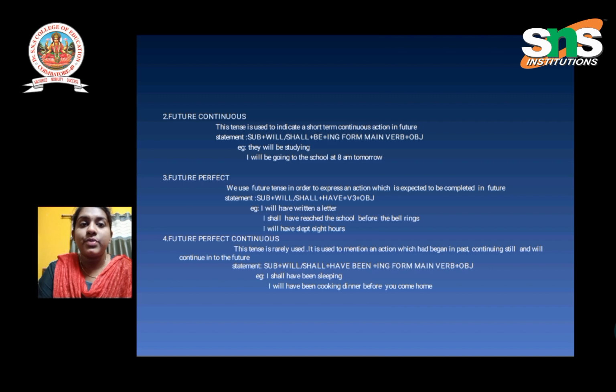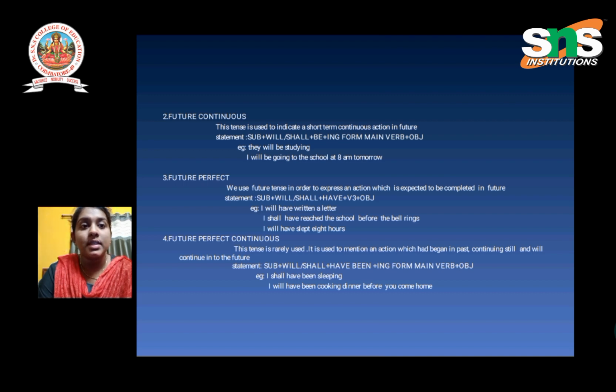And the second one is future continuous. This tense is used to indicate a short term continuous action in future. Statement: subject plus will or shall plus be plus ing form of main verb plus object. Example: They will be studying. I will be going to the school at 8 a.m. tomorrow.